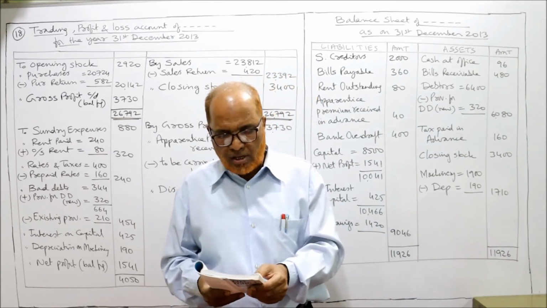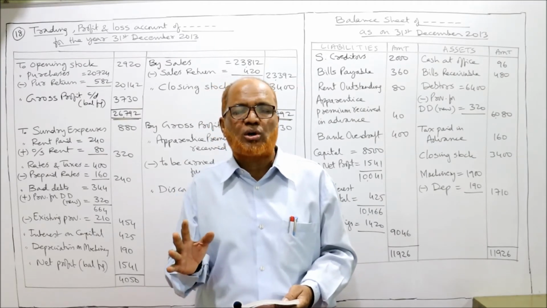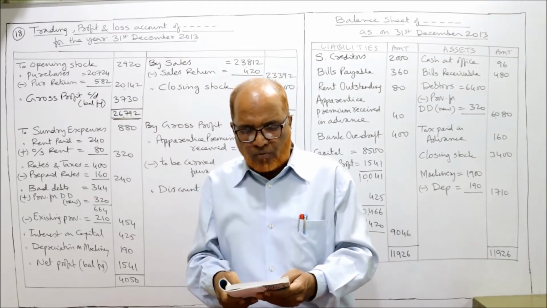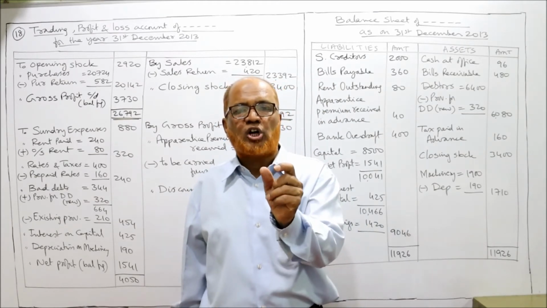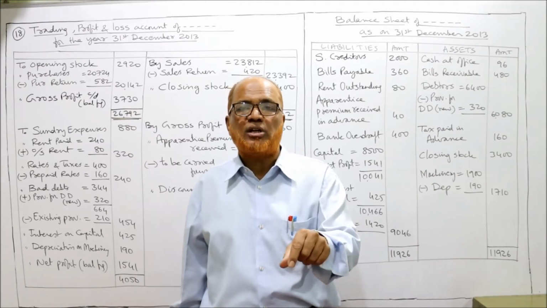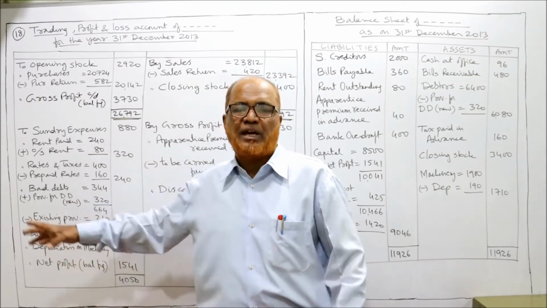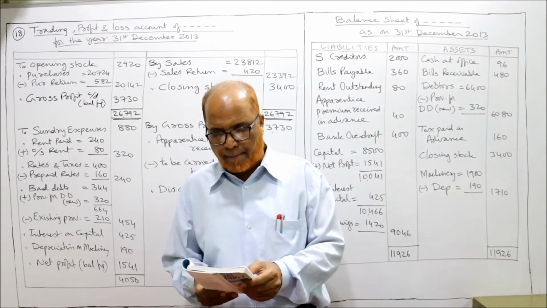Now adjustments. Stock on 31st December 2013. This is the closing stock, trading account credit side, balance sheet asset side. Provide for doubtful debts at 5% on sundry debtors. This is the provision for doubtful debts given in adjustment. So it is a new provision. It will appear twice. Once it will be taken on the debit side of P&L account. Again it will be deducted from debtors on the asset side.